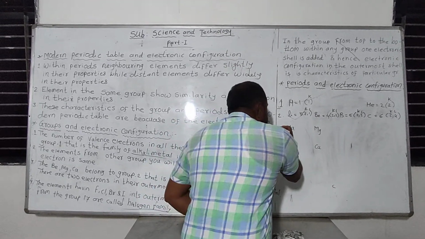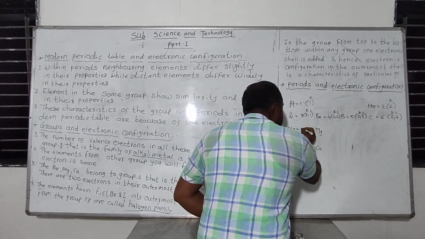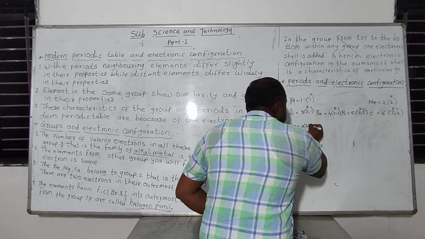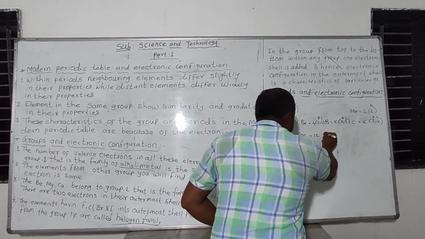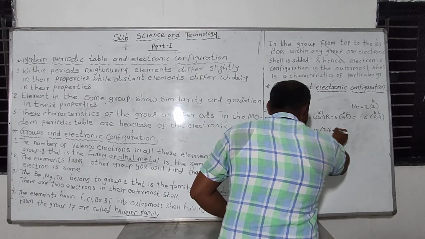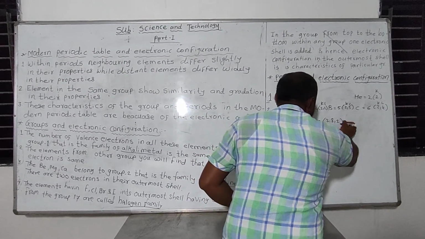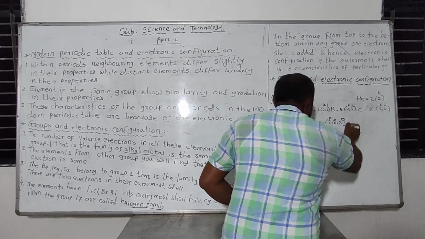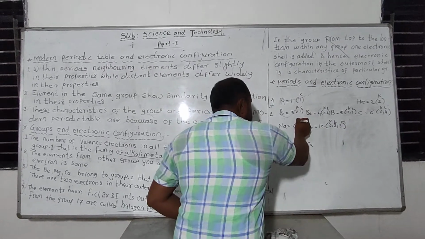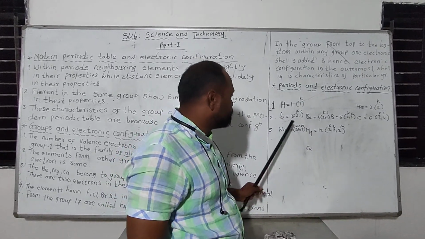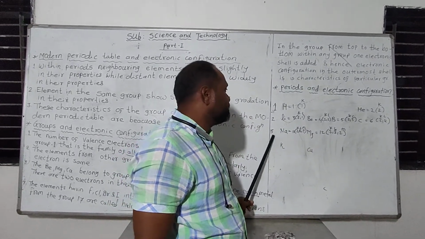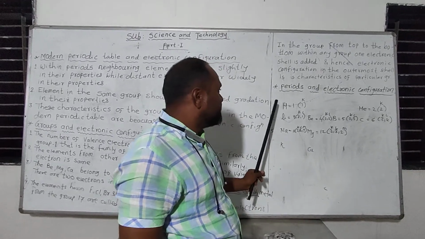Then the third period: sodium has atomic number 11, electronic configuration 2, 8, 1. Magnesium has atomic number 12, electronic configuration 2, 8, 2, in K, L, M. How many cells are required? For third period elements, 3 cells are required. So this is called the third period of elements.